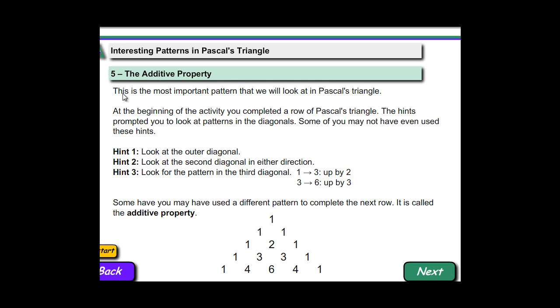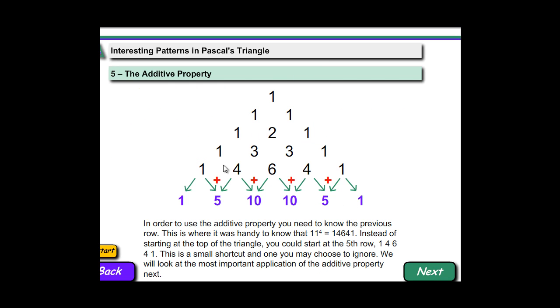Okay, the additive property. And this is true. This is the most important pattern we're going to use in Pascal's triangle. So please take a minute to read this, pause the video, and when you're ready, move on. Alright, let's move on with the additive property.